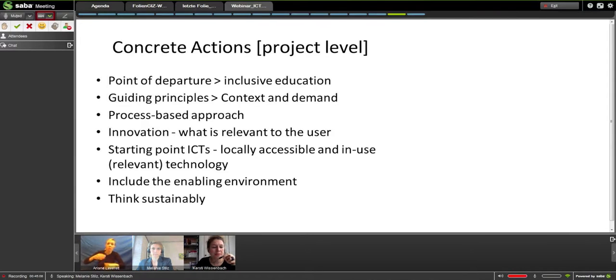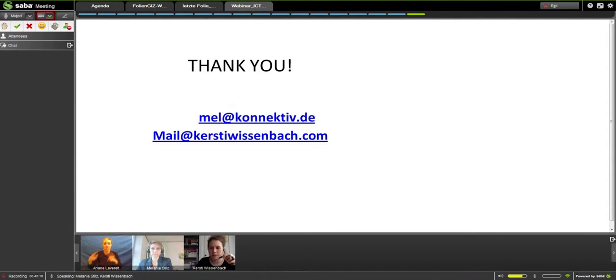So these are our concrete action points, and I think with this we come to the end of our presentation and are happy to receive questions.